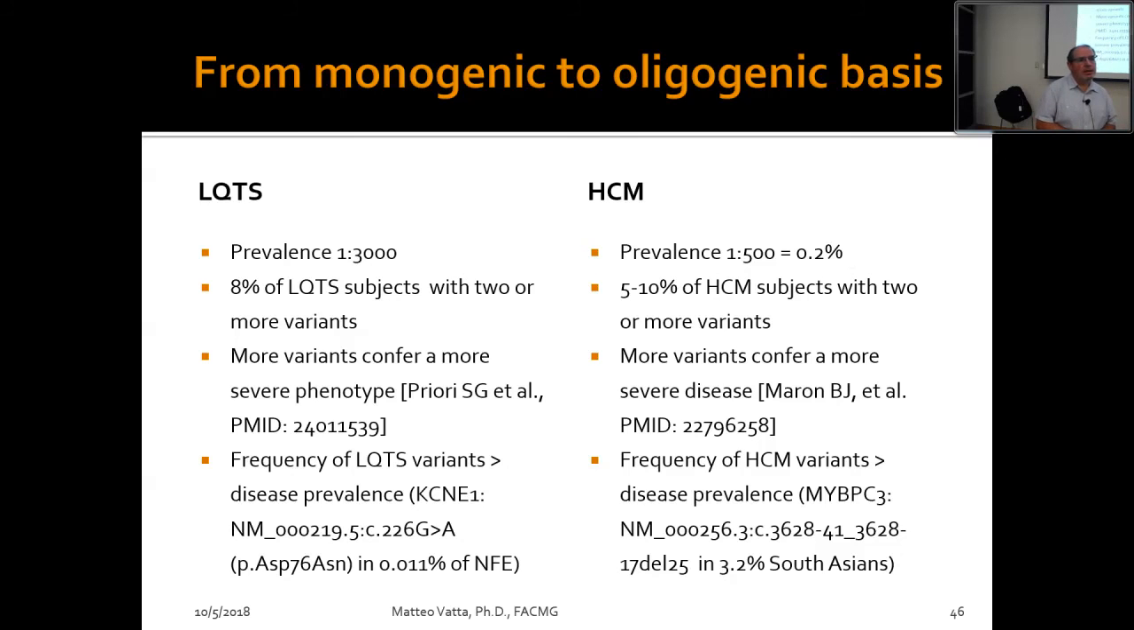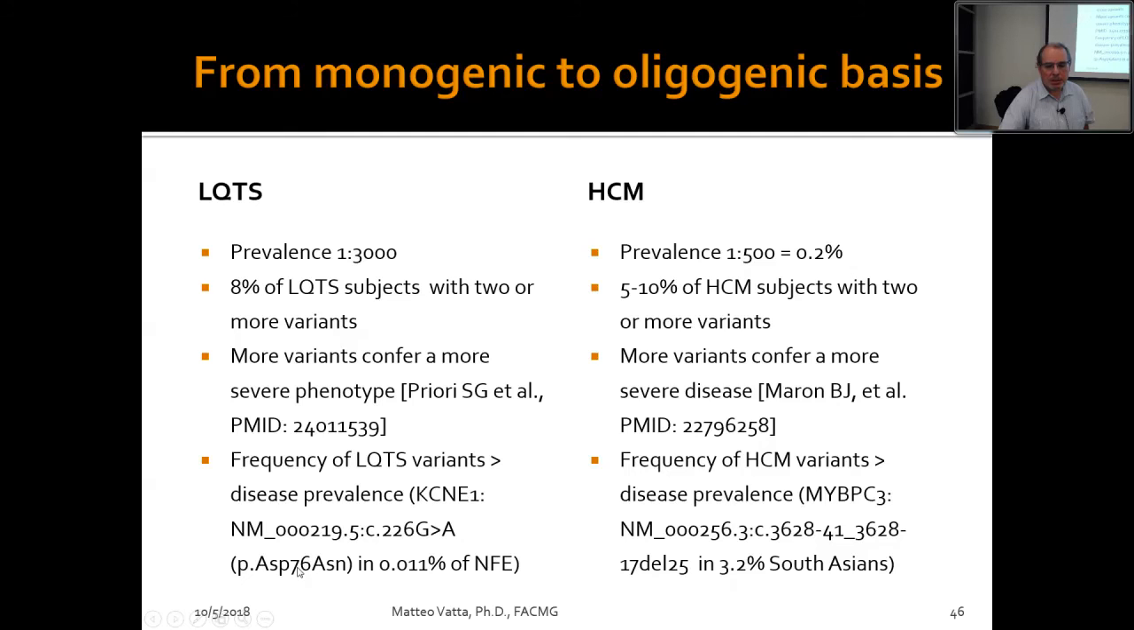There have been studies for two cardiovascular diseases, long QT syndrome and hypertrophic cardiomyopathy, and this is the prevalence of each of them, in which a significant portion of patients have been identified with more than one pathogenic or likely pathogenic variant, so clinically actionable variants. And usually they've seen in those studies that those patients had a more severe presentation or an earlier onset of the disease.